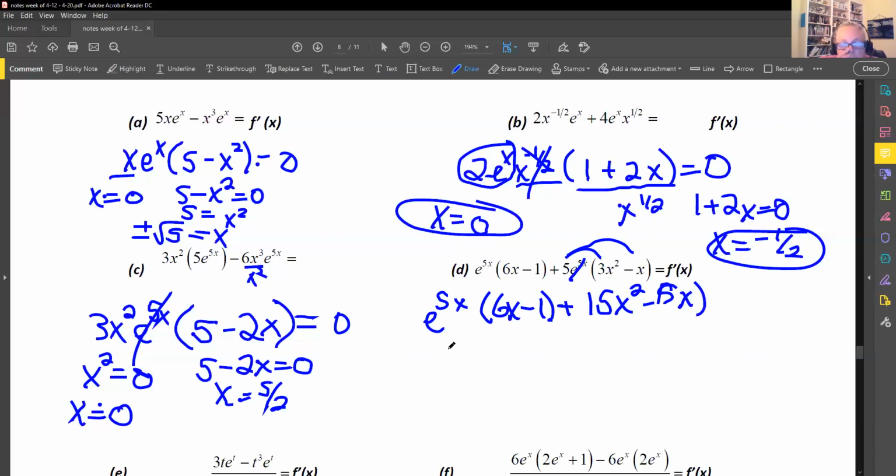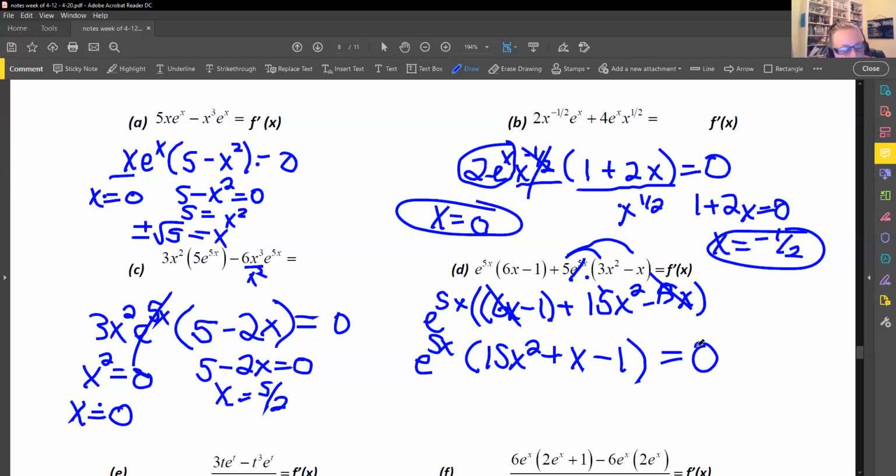Okay, so then I'm going to put all this stuff together. Make it look nice. 15x squared comes out front. 6x minus 5x is 1x. And I got a negative 1. All right. Now, that doesn't factor. So it might have a real root.